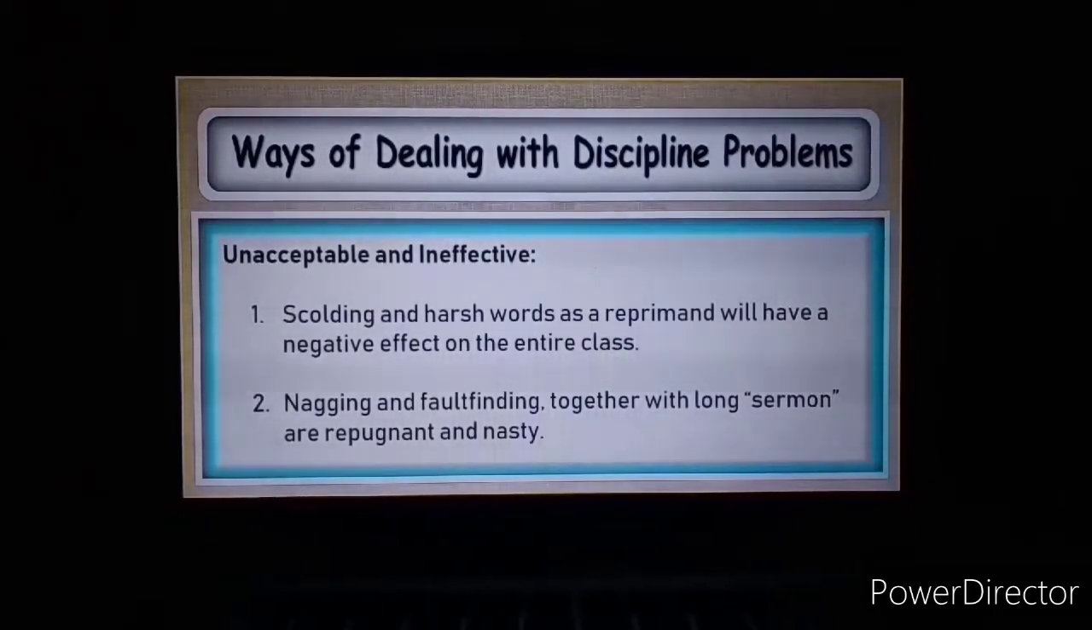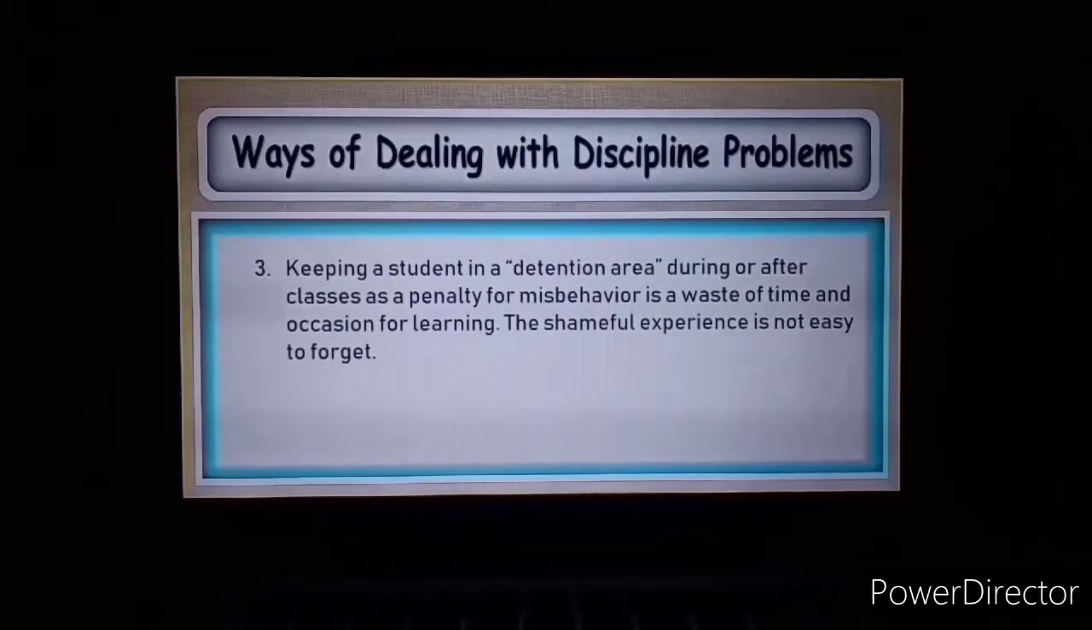So, bastos kayo para sa teacher, at the same time, sa student, maka-feel siya og kaulaw. Third is keeping a student in a detention area during or after classes as a penalty for misbehavior is a waste of time and occasion for learning. The shameful experience is not easy to forget. So instead of keeping them in detention area, reward them to grab a book, then read it until the class was done. So in that way, mas makatuon pa ang student.